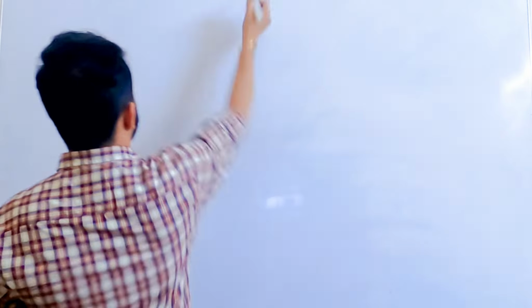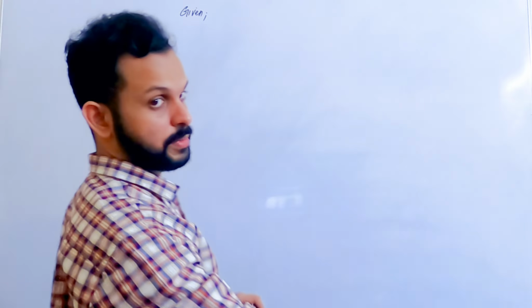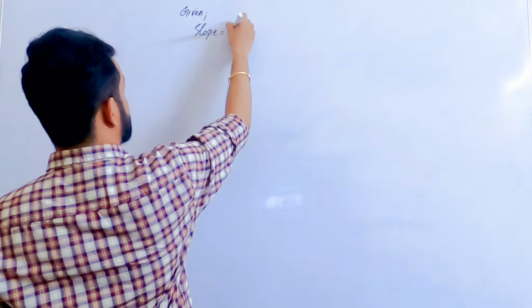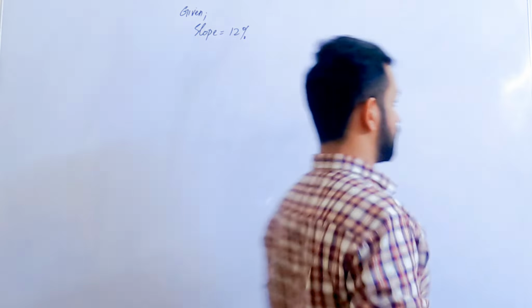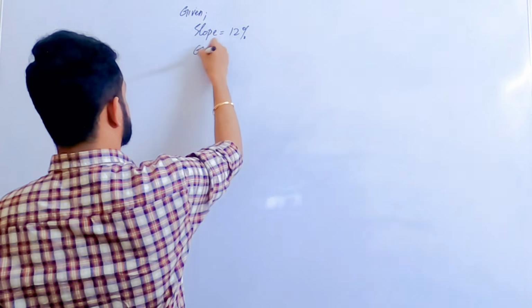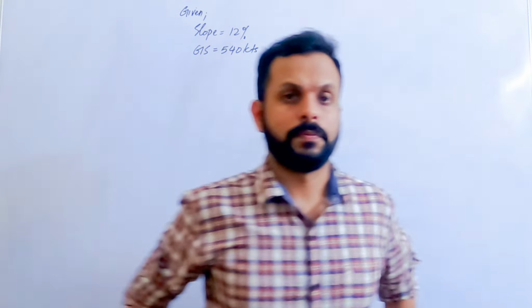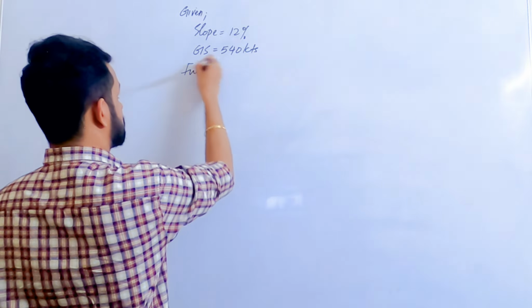Alright, let's do this question. You're given a slope of 12%. It's not from my notes, it's a separate question. Given: slope is equal to 12%, ground speed is 540 knots. Find ROD. Slope 12% or degrees? Percentage.